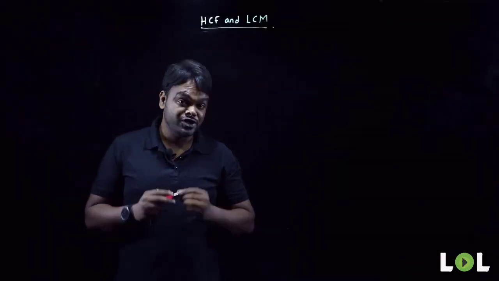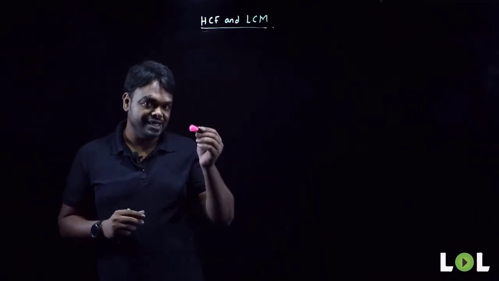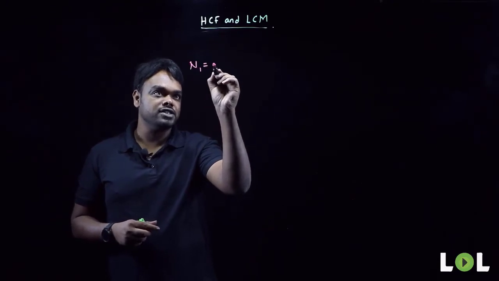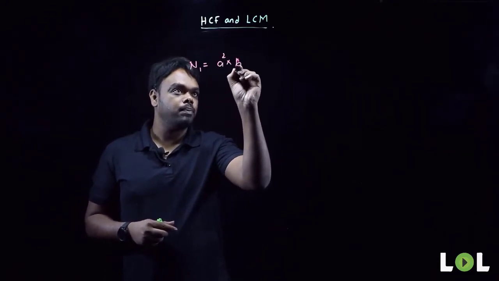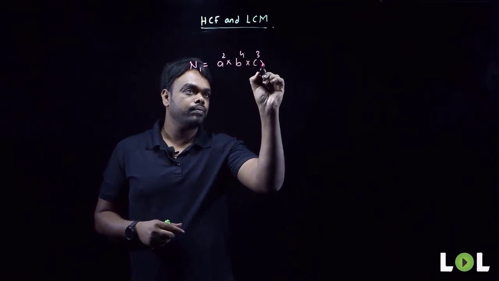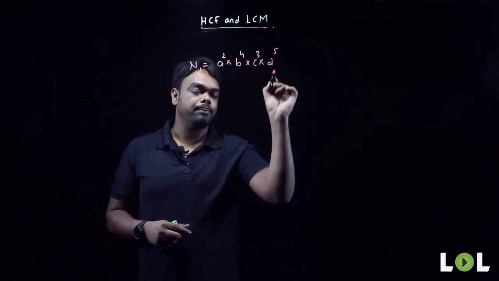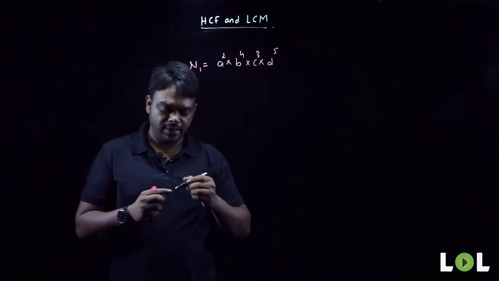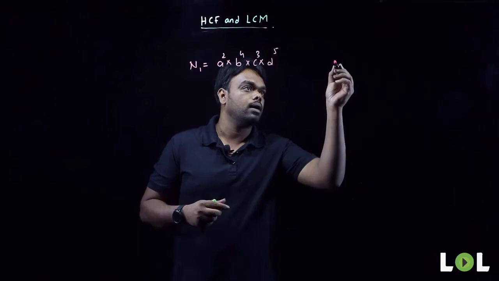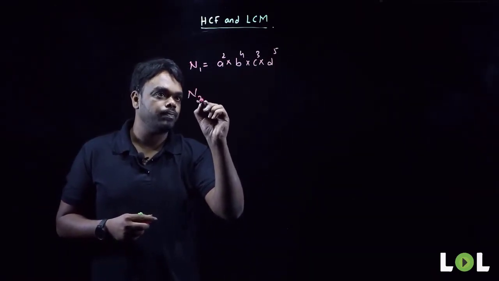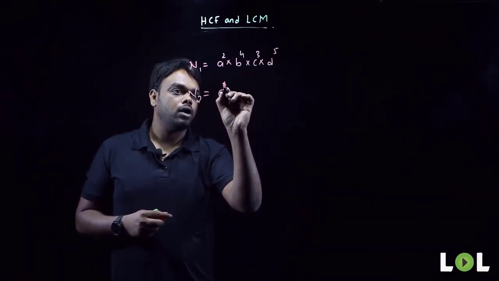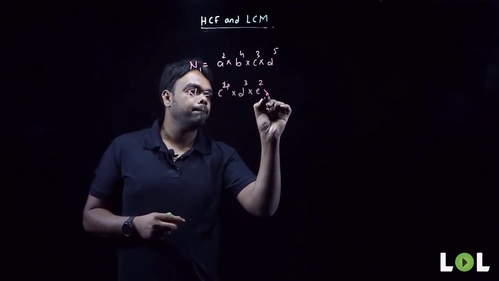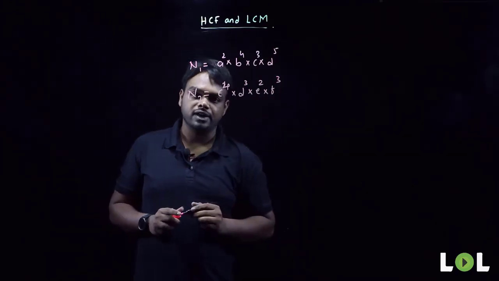Now let us generalize how to calculate HCF and LCM for bigger numbers. Suppose I take two numbers something like this: n1 is equal to, let's say, a square into b power 4 into c cube into d power 5. I'll consider another number, let's say n2, which is equal to c power 4 into d cube into e square into f cube. These are the two numbers.